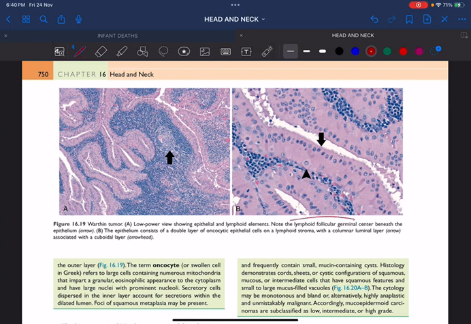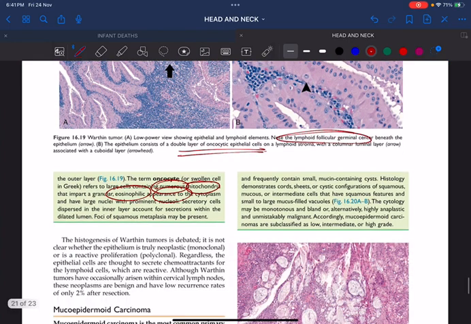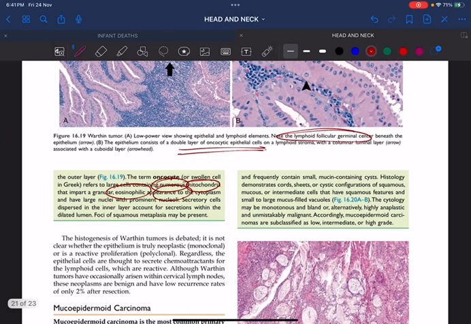You can see lymphoid follicles with germinal centers, and a double layer of oncocytic epithelial cells. What do you mean by an oncocyte? An oncocyte is a swollen cell which has a large number of mitochondria. Numerous mitochondria are responsible for the eosinophilic appearance of the cytoplasm. There are also prominent nucleoli. So remember, males are more commonly affected than females, and it is one of the salivary gland tumors with bilaterality. It usually presents bilaterally.